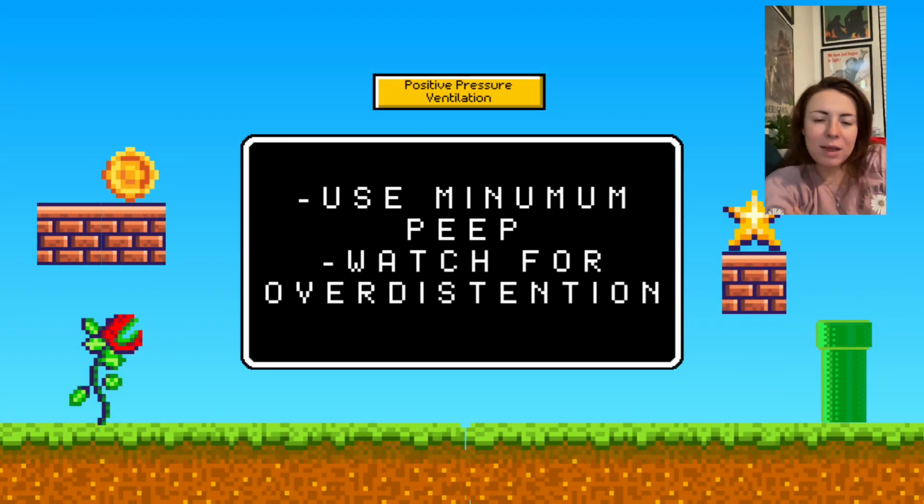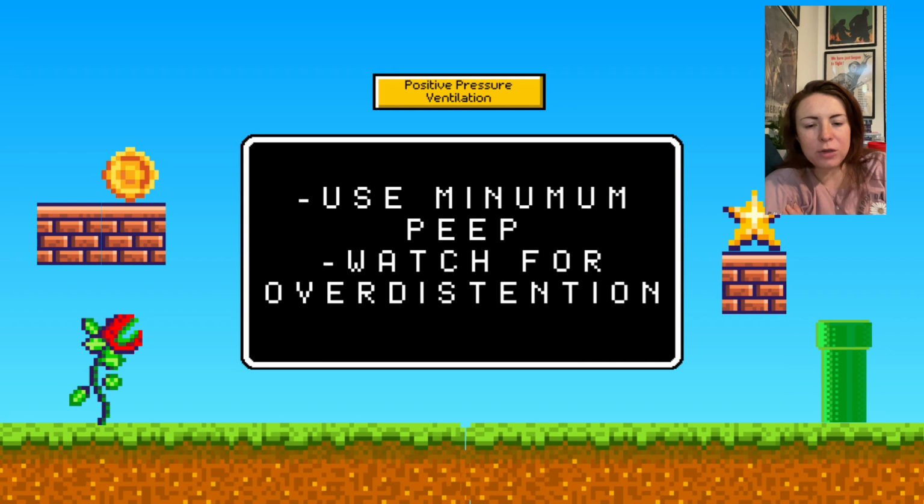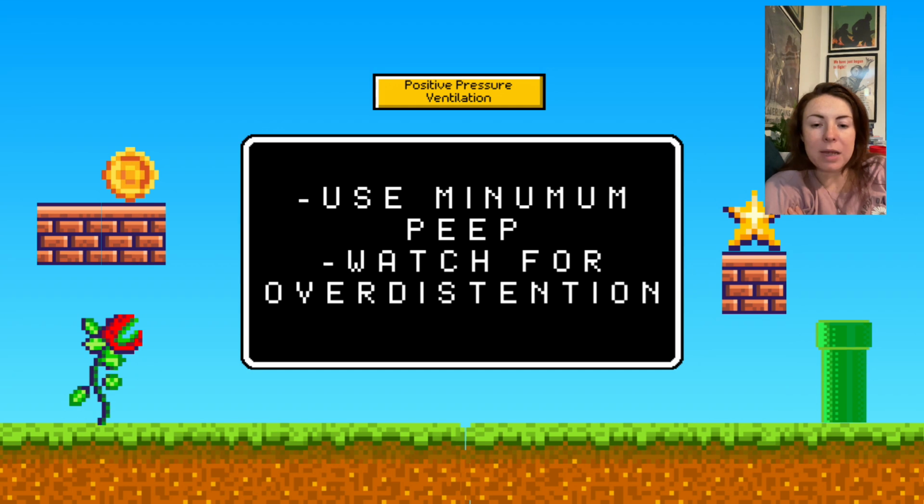So the main key for this slide was just that when it comes to positive pressure ventilation, we want to make sure that we keep it at a minimum PEEP, and we titrate the PEEP down depending on the patient's well-being. Kind of similar, in my opinion, to the ARDSNet protocol. But we want to make sure that the patient is not having any overdistension of the lungs, as that could cause permanent damage to the patient.